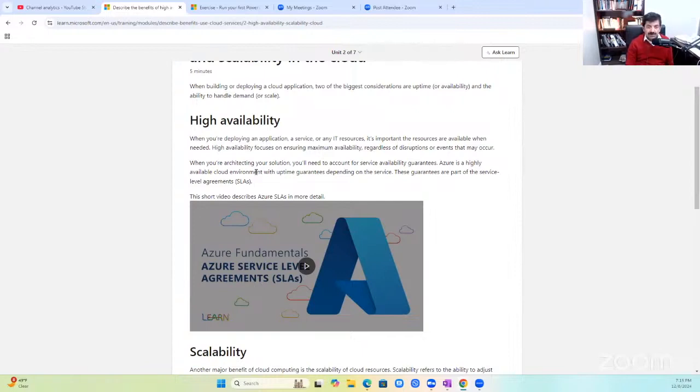You have to sign up SLAs with Microsoft. You can tell them what kind of availability you want. Do you want 99% or 99.99%? There are different charges on that, but you can sign up an SLA and your application can be highly available given the nature of cloud computing.